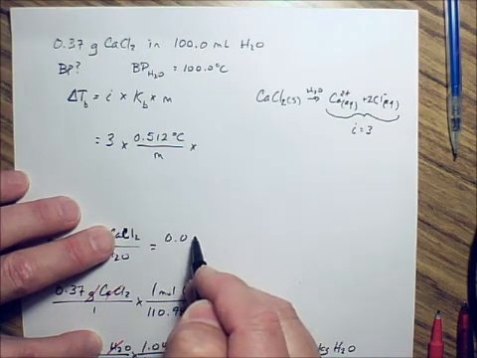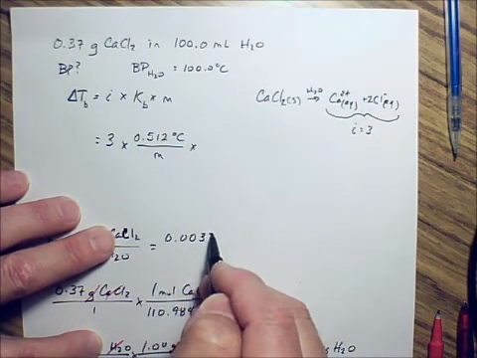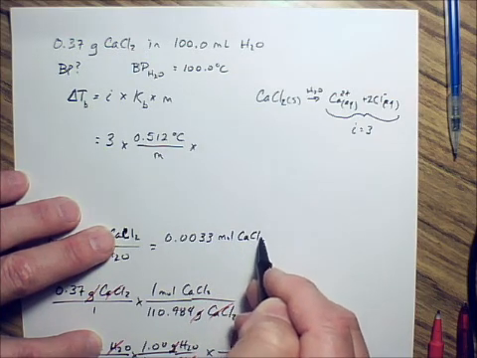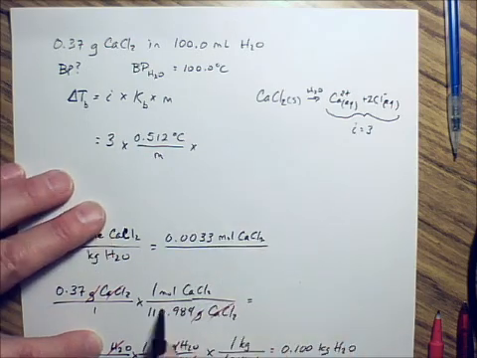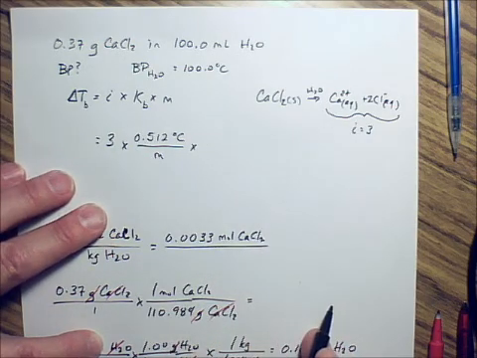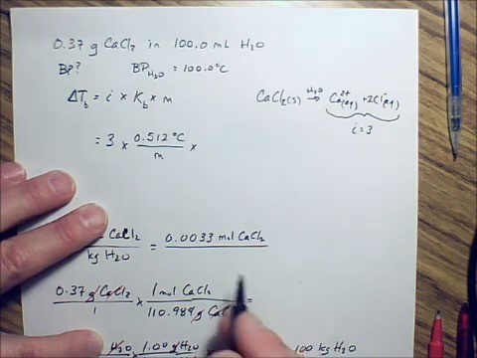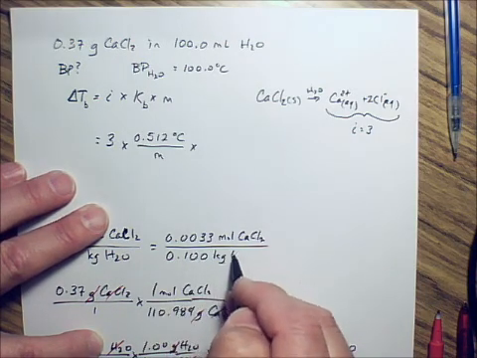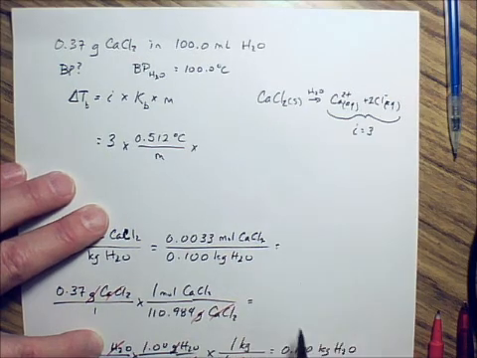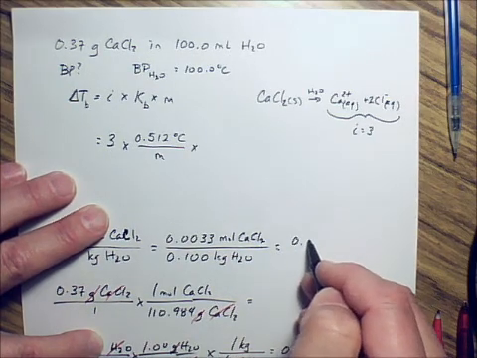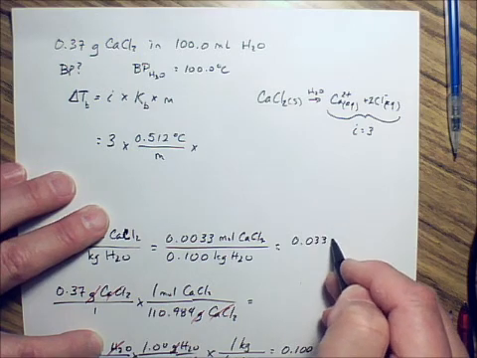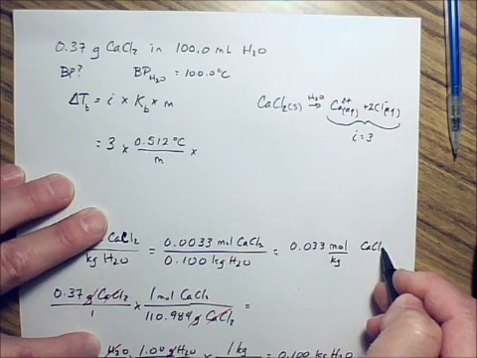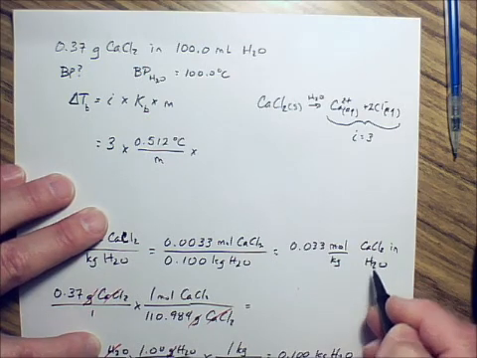0.0, another 0? 3 moles of calcium chloride. Okay. So on Friday we did this math and we got that many moles after we rounded off. And then on the bottom we're going to put 0.100 kilograms of H2O. And when we finish, we should get 0.033 moles per kilogram of calcium chloride in water. Okay?